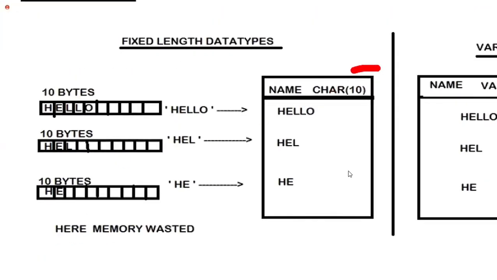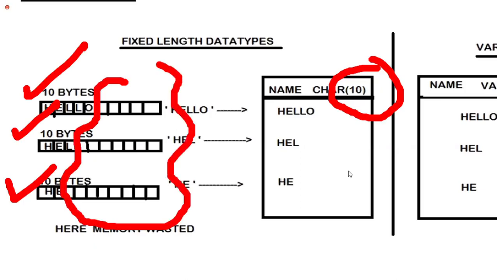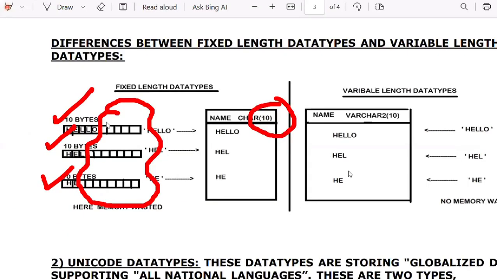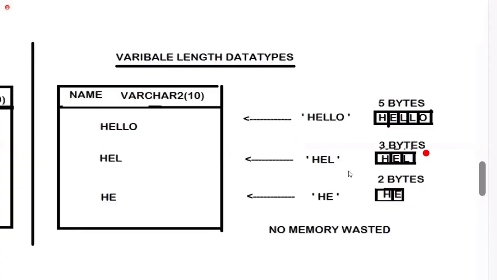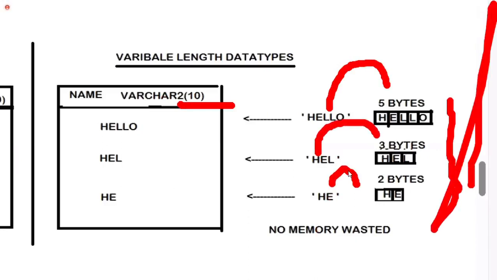I gave the size as 10, but here also 10 bytes, here also 10 bytes, here also 10 bytes. This is called static nature, fixed type. But here 5 bytes wasted, here 7 bytes, here 8 bytes. This area is completely wasted area. But when it comes to the variable length data type, see, the size is 10, but hello is 5, hell is 3, he is 2. So there is no wasted memory here. This is called dynamic.